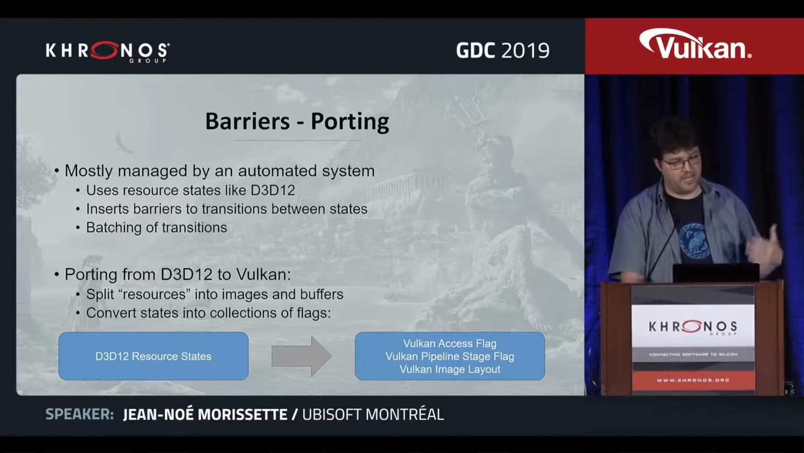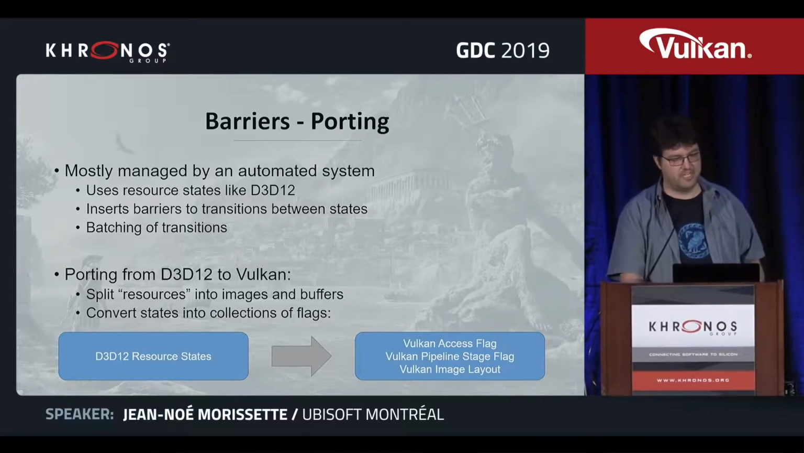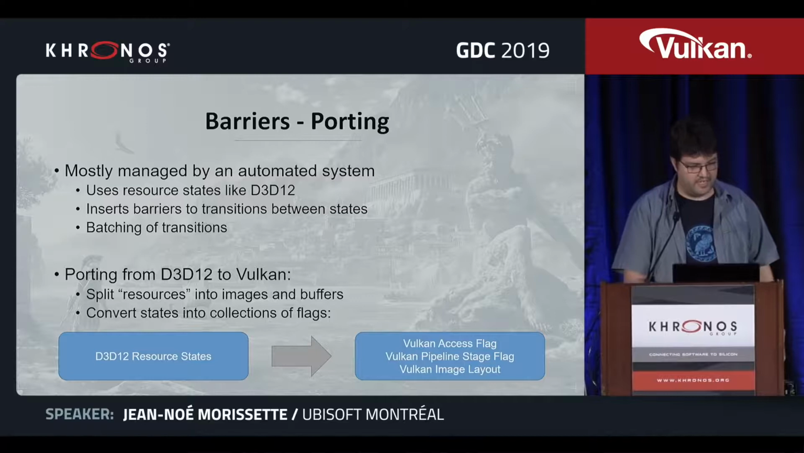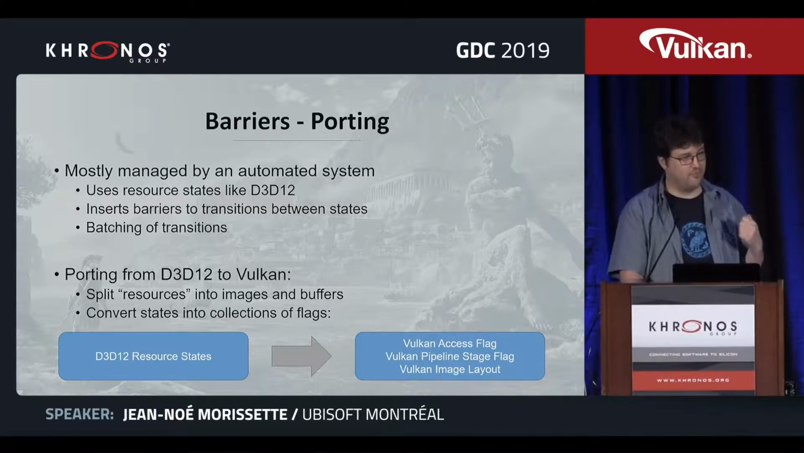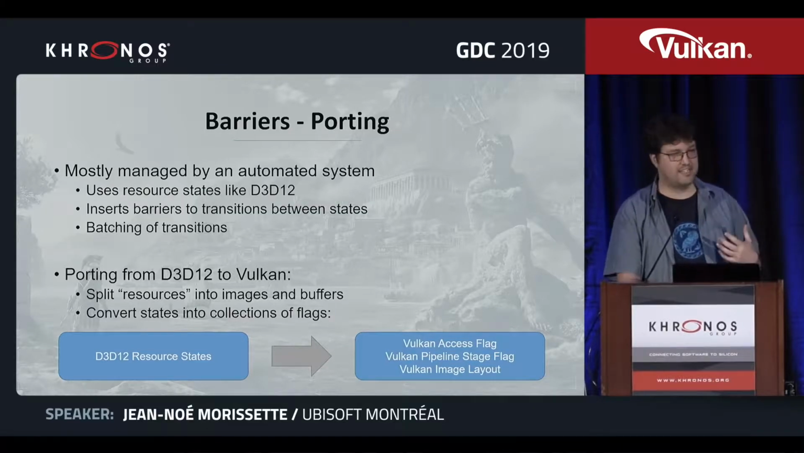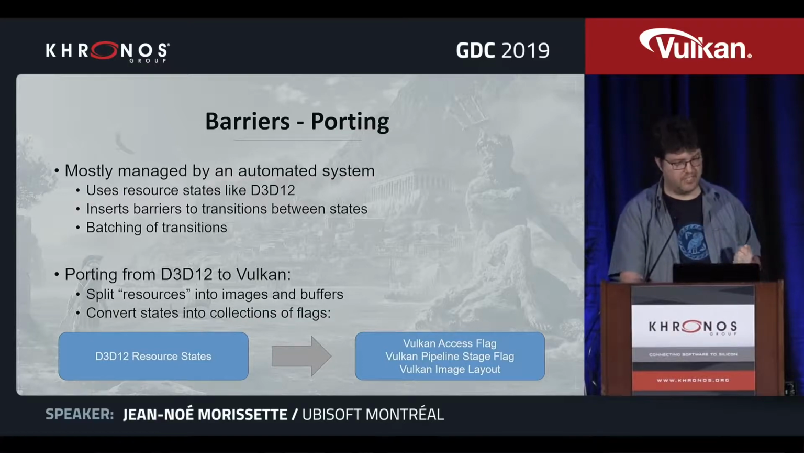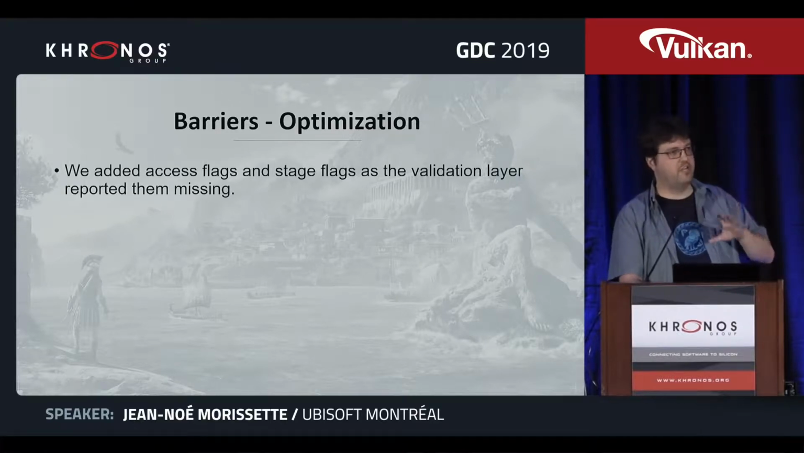And so as we were porting, again, we have to take care of that split between resources that become images and buffers in Vulkan. So we did the same kind of tricks that we did last time. And then you have to convert your DirectX 12 resource states into a collection of flags. And on the Vulkan side, there are access flags, pipeline stage flags, and if you need an image layout transition as well. So this wasn't so bad, and then we put what we thought would be good, and we ran with it.